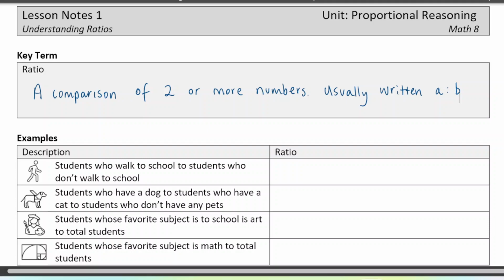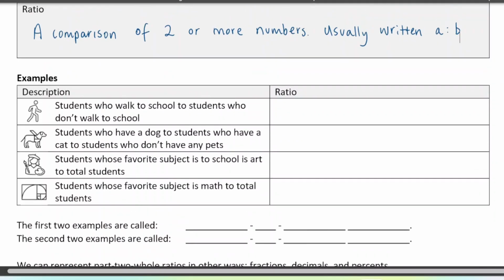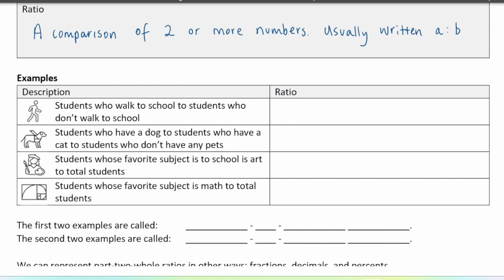Okay, let's practice a little bit. Let's say we want to look at the ratio of students who walk to school versus the students who don't walk to school. So you might want to poll your class for this. I'm just going to use an example. So let's say there's 30 students in the class. Let's say 10 of them walk to school and 20 of them don't.